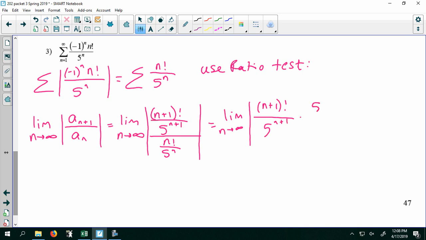Flip and multiply. Okay, so 5 to the n over 5 to the n plus 1 just reduces to 5 to the first. And n plus 1 factorial over n factorial is n plus 1. So this is going to be n plus 1 over 5. And the limit as n goes to infinity of n plus 1 over 5 is infinity.